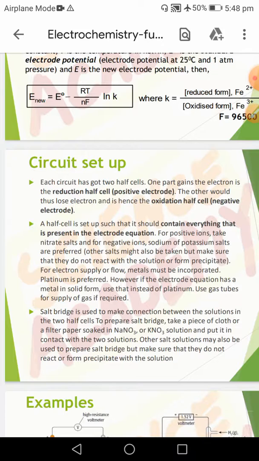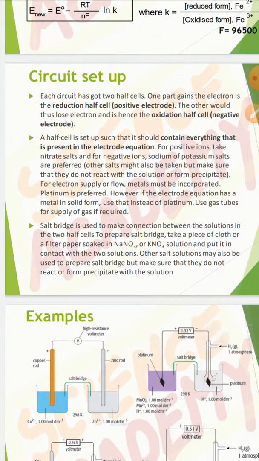Ammonium nitrate is also a good option. You might argue, sir, if I use sodium chloride, you can use it, no problem. But if any of the half cell is made up of silver, then that chloride might form a precipitate with that silver.